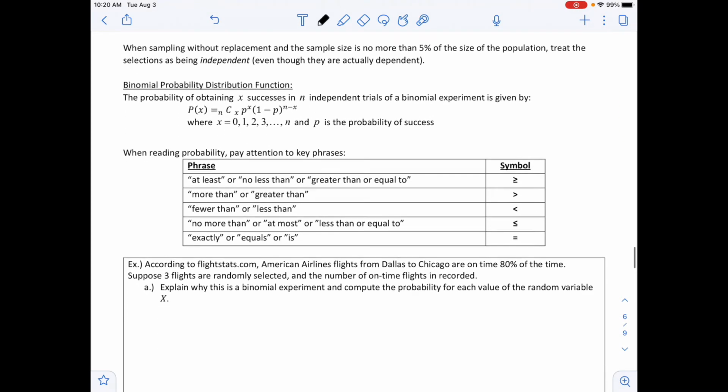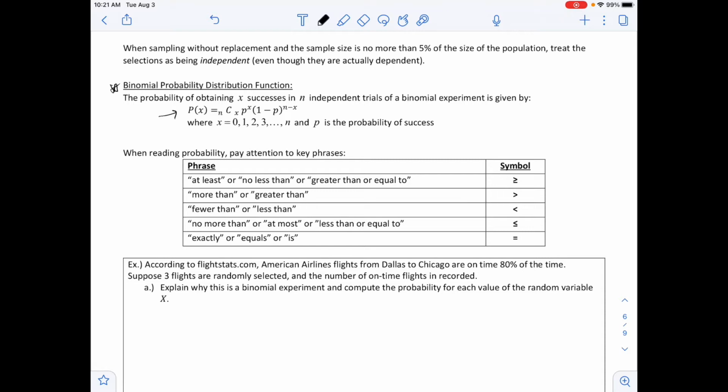So right below this, it says when sampling without replacements and the sample size is no more than 5% of the size of the population, treat the selections as being independent, even though they're actually dependent. And then right below that, binomial probability distribution function. This is the probability of obtaining X successes in N independent trials of a binomial experiment is given by, and you'll see that combinations that we saw earlier in chapter 4. And so N choose X times P raised to the X times 1 minus P raised to the N minus X, where X is going to take on all the values from 0 through N, and P is the probability of success.